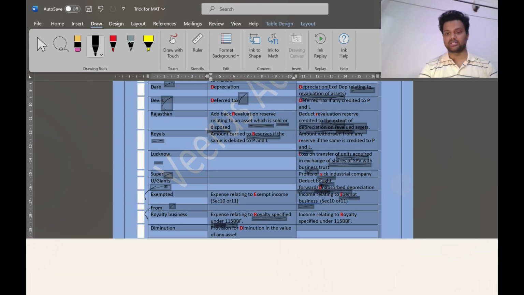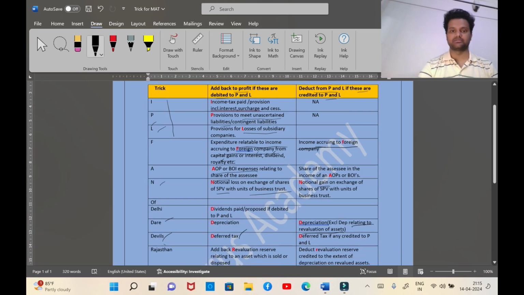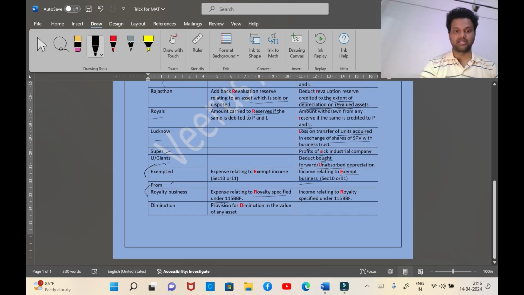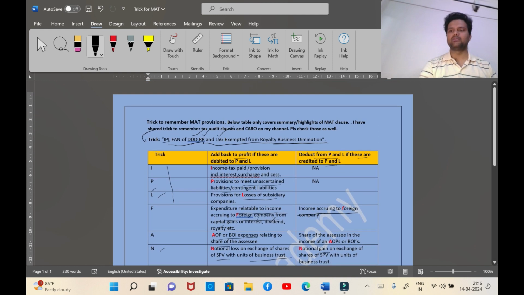Now the last one is what? Diminution. Provision for diminution in the value of any asset. If there is any provision which is created for diminution in the value of an asset, that you need to add back. That is the last point. So this is all about the MAT provisions.